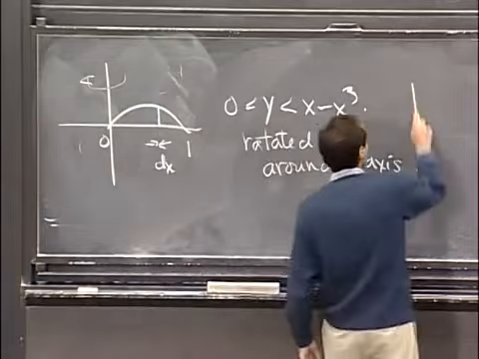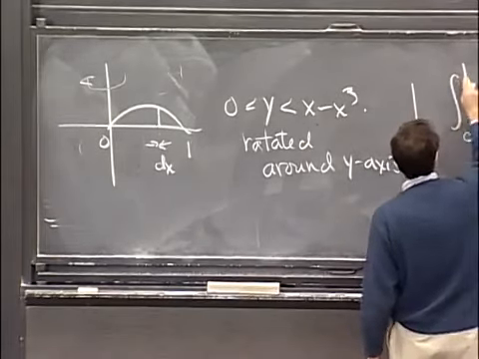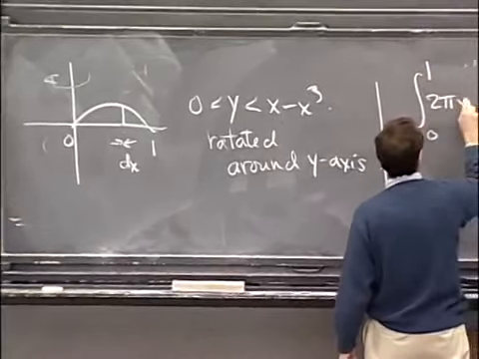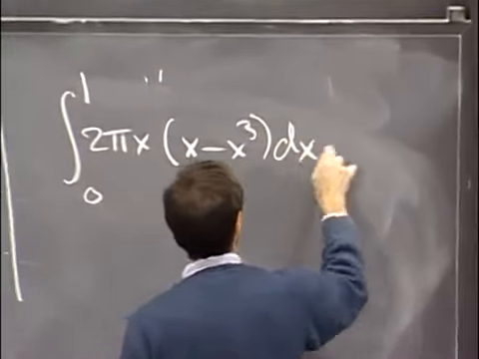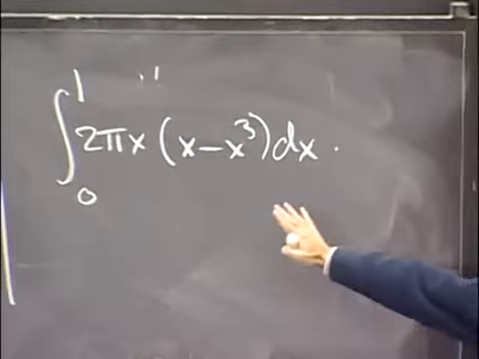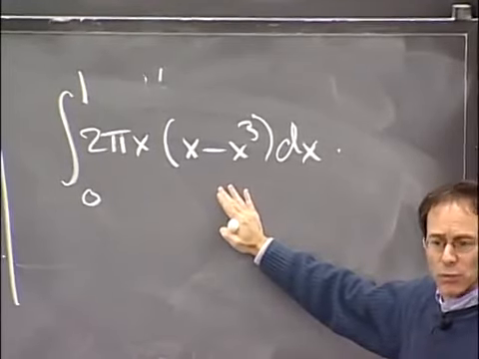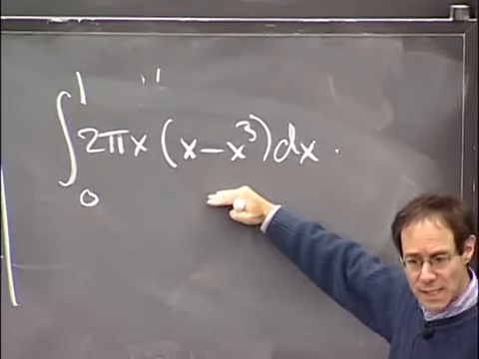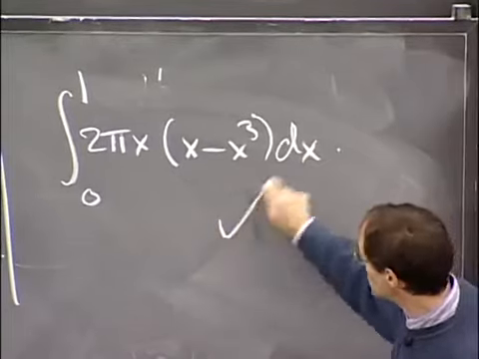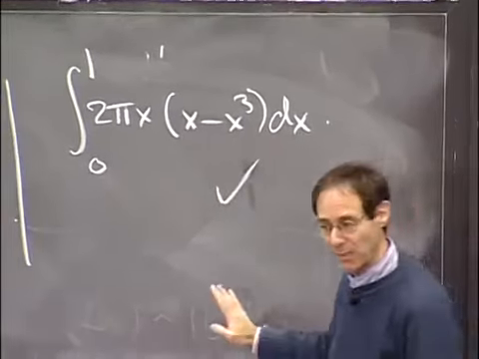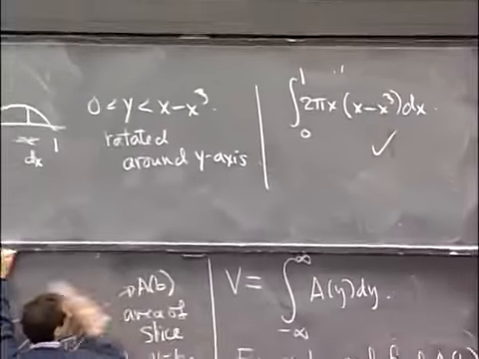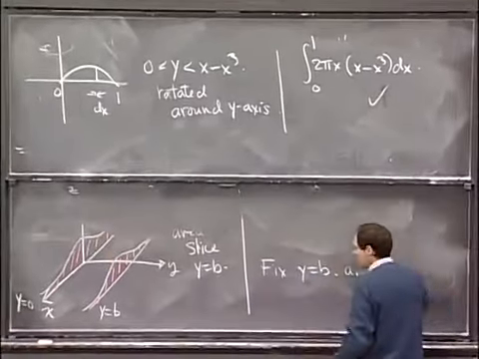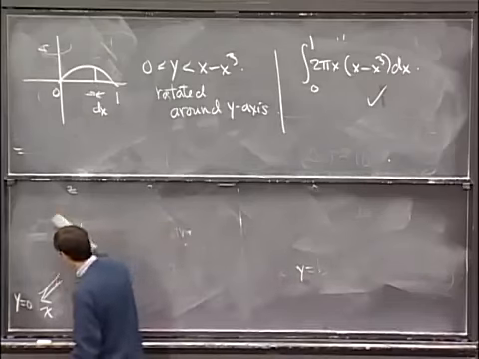And if I do that, the setup is this. It's 2 pi x times x minus x cubed dx. Now, I claim that when you get to this point, you already know you've won, because this is an easy integral to calculate. So you're done here. You're happy. All right? Now, if you happened to say, oh, gee, I hate to do this. I want to do something clever.